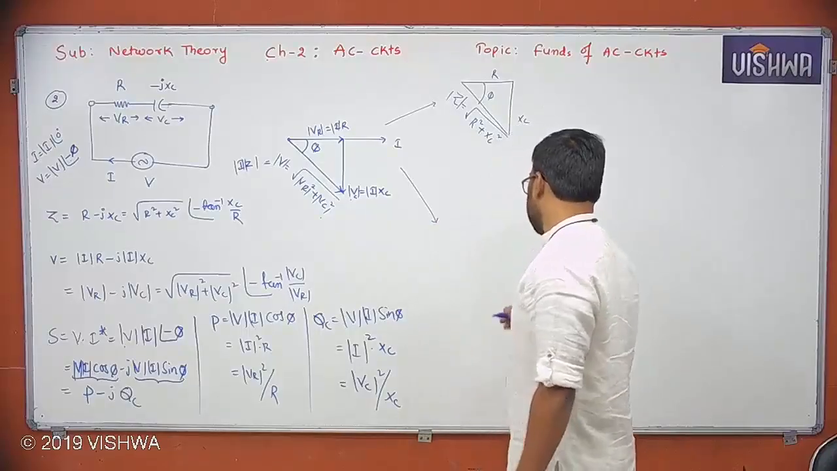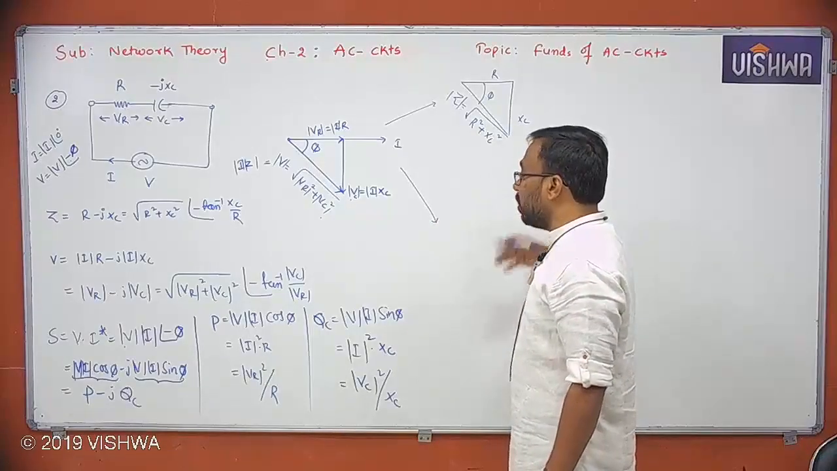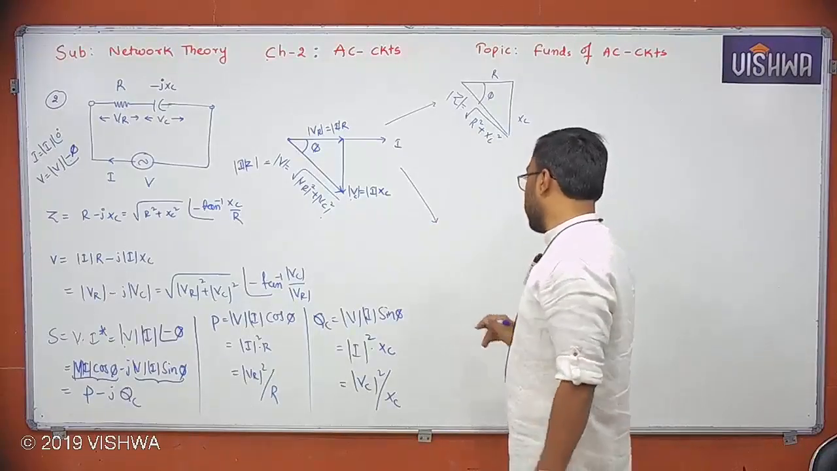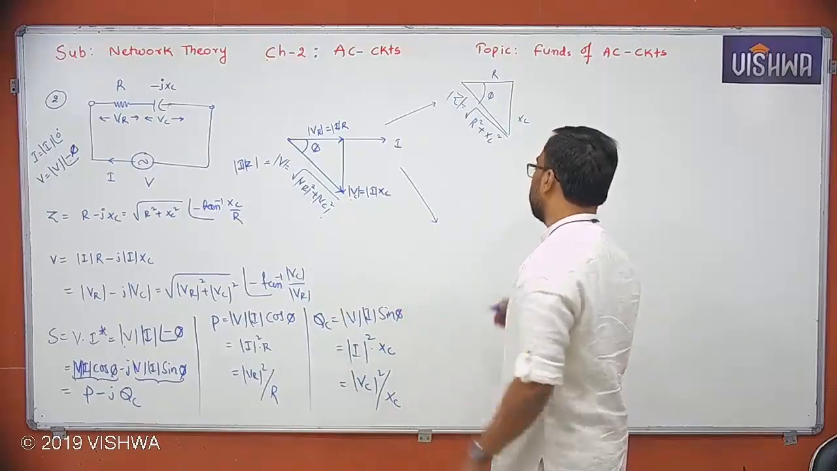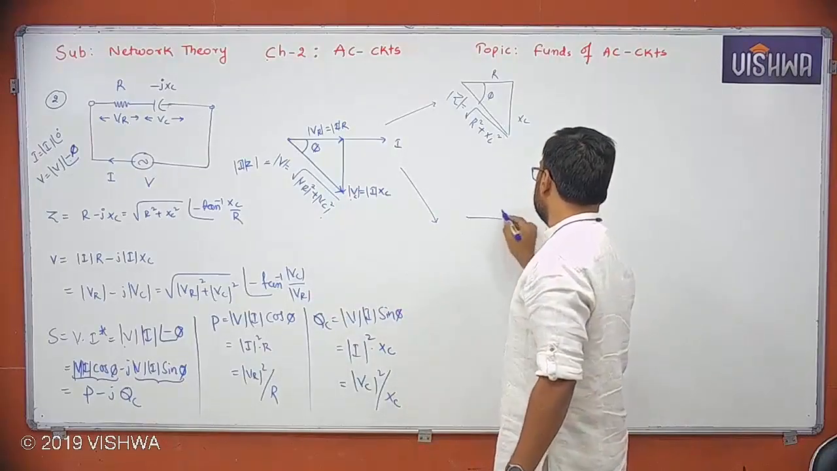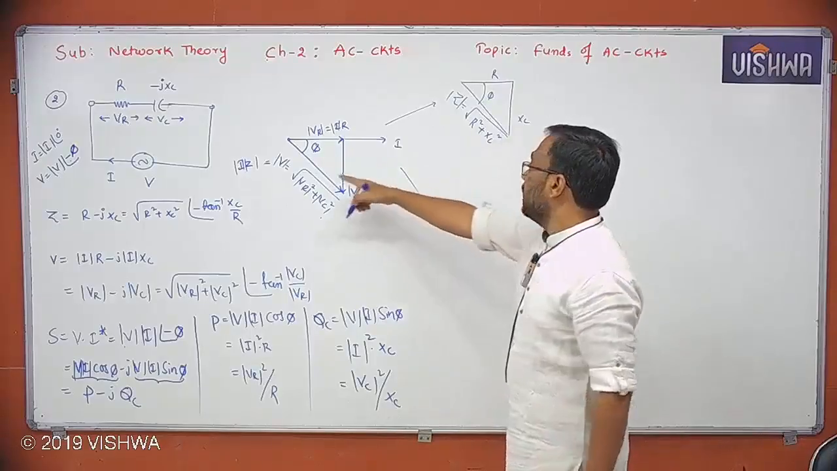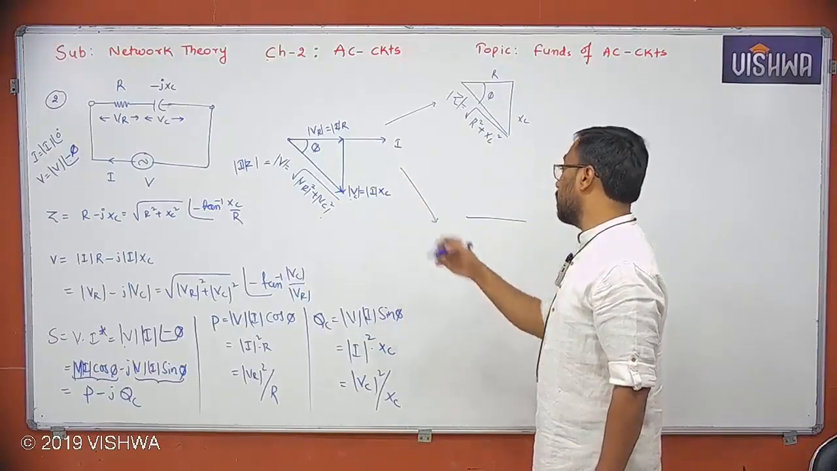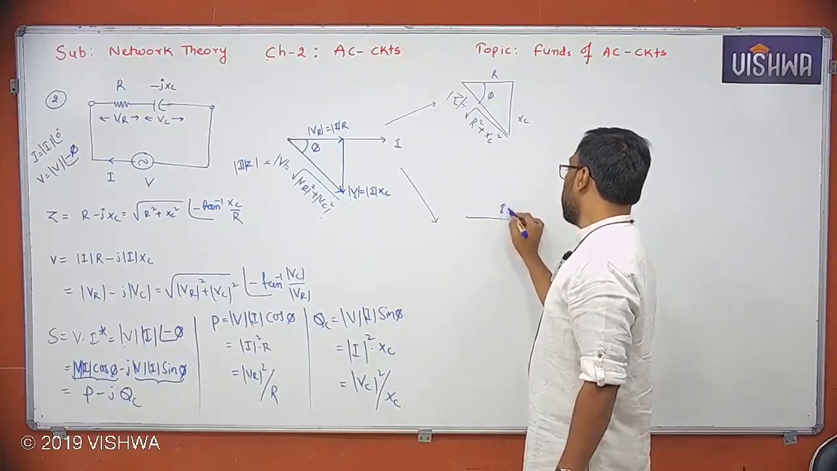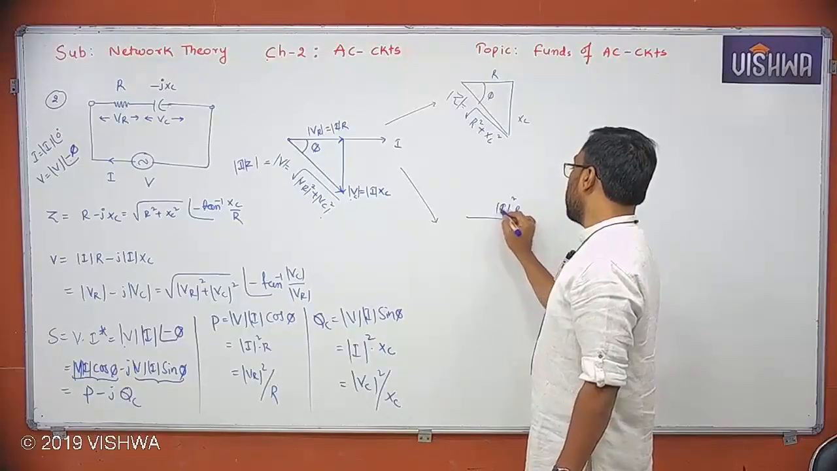Then power. Power should be upward triangle or downward triangle? Definitely downward triangle, because the power is P minus jQC form because it is capacitive. So it is in fourth quadrant. Then multiplying each phasor by I, then I square R, actually IR square R, but in this context both are same. So I square R, nothing but active power P.